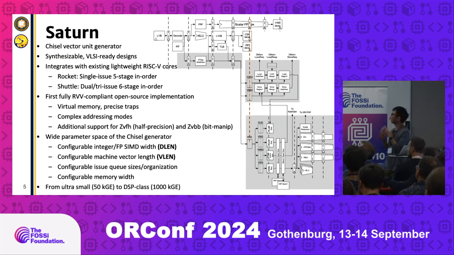Like I said, Saturn is a highly configurable generator, so we can configure many aspects of this machine, ranging from the data path width of the SIMD integer or floating point units, the vector length, the length of the vector register files, the size of the various issue queues, the capability of the memory system. And the result of all these configuration knobs is that we can scale the design of the Saturn implementation all the way down to these ultra-small, ultra-lightweight vector units, and all the way up to these very capable high-performance vector units that you might find doing something like video processing or even machine learning in a modern SoC.